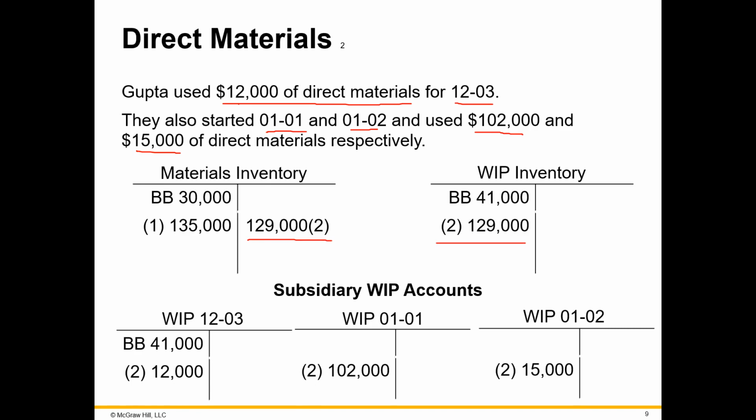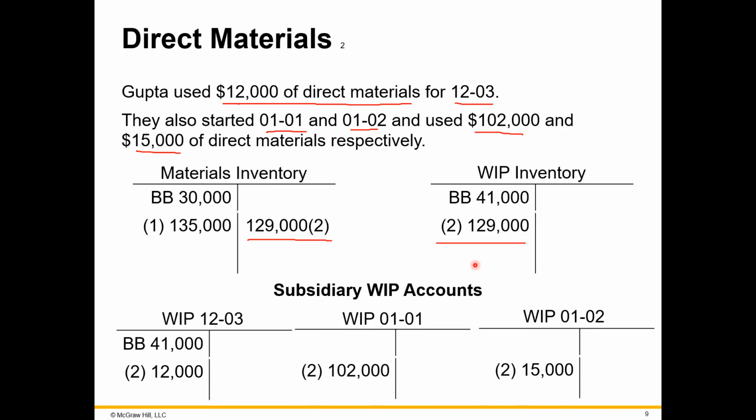So our journal entry is going to be a debit to work in process and a credit to materials inventory, which is raw materials. Now you can have a subsidiary work in process account. So what this shows us is which jobs work in process belongs to. So for this 129, we have 12 grand of it that goes to job 1203. We have 102,000 that goes to job 0101, and then we have 15,000 that goes to job 0102. So again, 12 plus 102 plus 15, you get the 129.